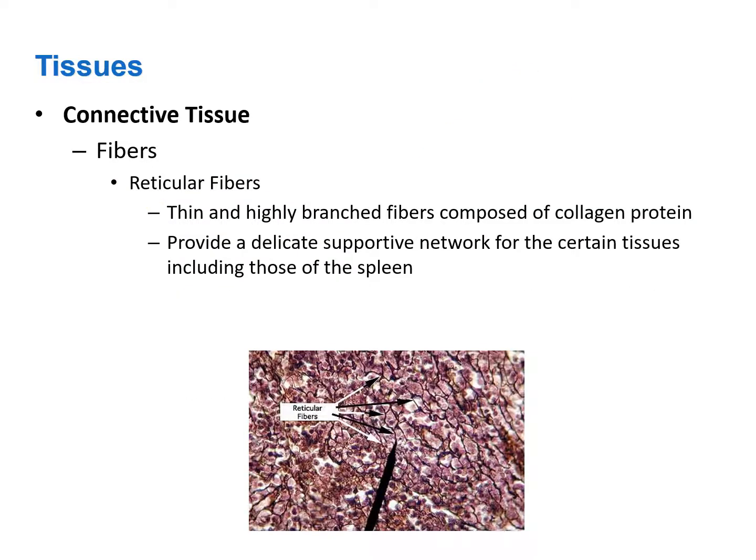Lastly, we have reticular fibers. Reticular fibers are thin and highly branched fibers composed of collagen, and they provide a delicate supportive network for certain tissues, like the spleen and the liver, for example. So these are reticular fibers.